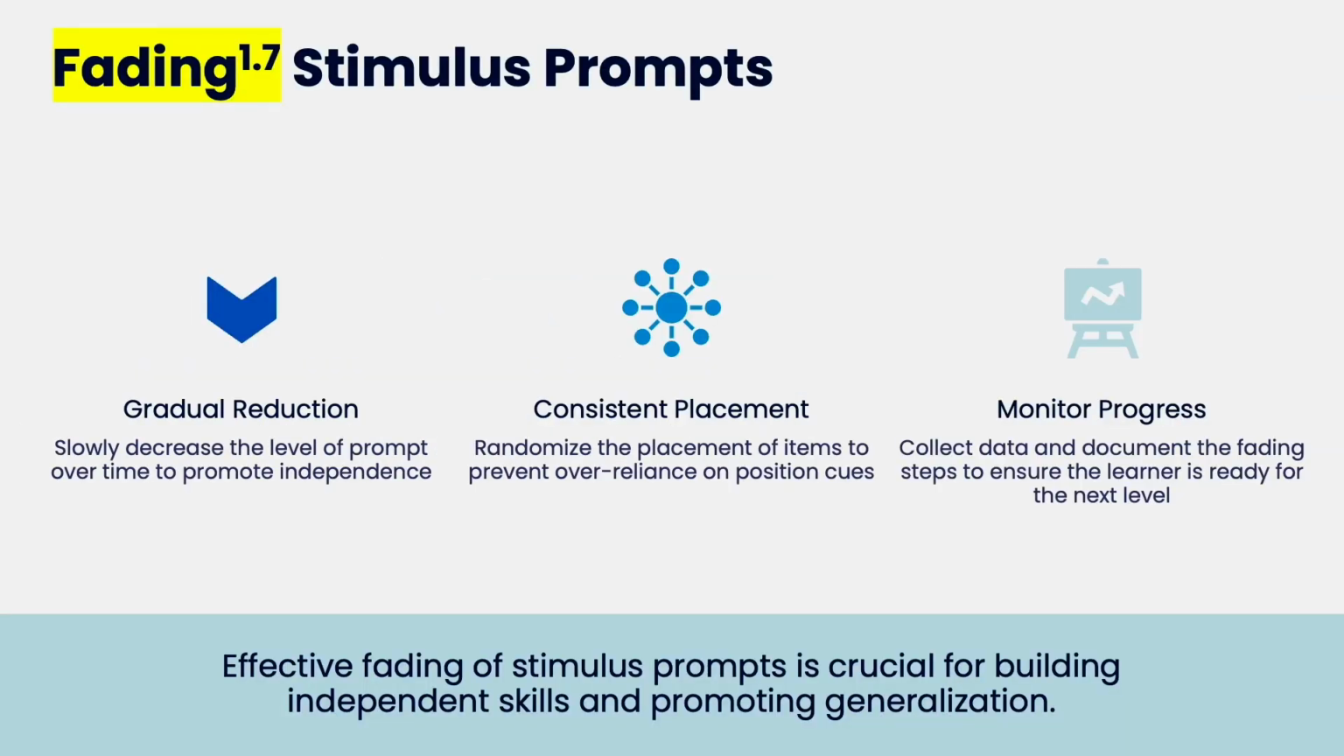Okay, we're going to talk about fading. You can gradually reduce the level of prompting over time to promote independence. You can randomize the placement of the items to prevent over-reliance on positional cues, and we can monitor progress so we can make sure that we're fading steps as the learner is ready for the next level. The most common one you're going to use is gradual reduction, especially for size, color, as well as positional. For positional, the first few times working with cards, you put the card really close to them, and then you slowly make it less and less close to them. That's the easiest way to gradually reduce.